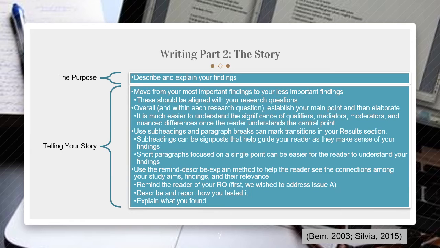And rather than just saying there was a significant difference between the two groups, you might explain whether one group outperformed another group, and why that might be. So you're telling your story here, but you're connecting your story to your study aims and the methods you've used.